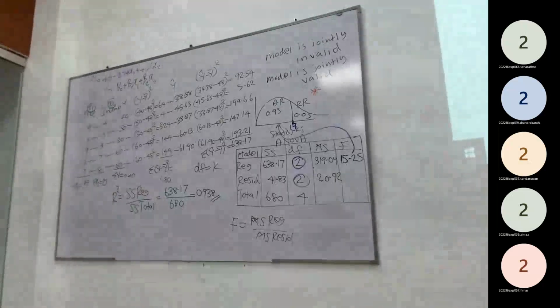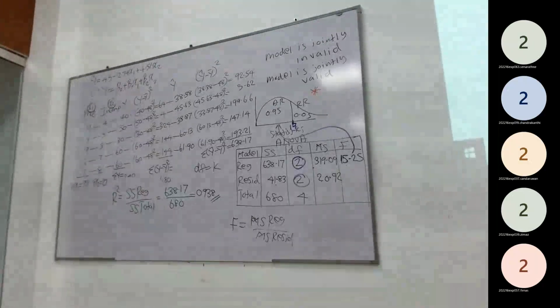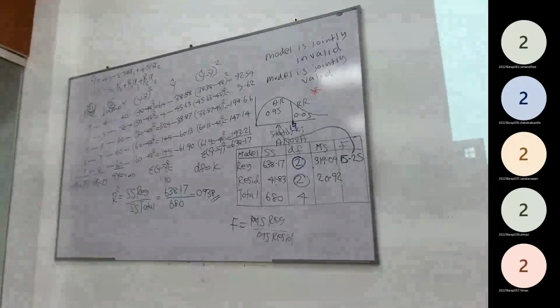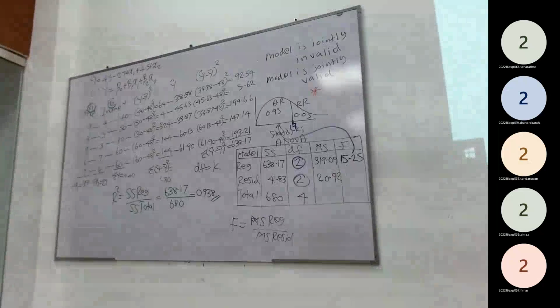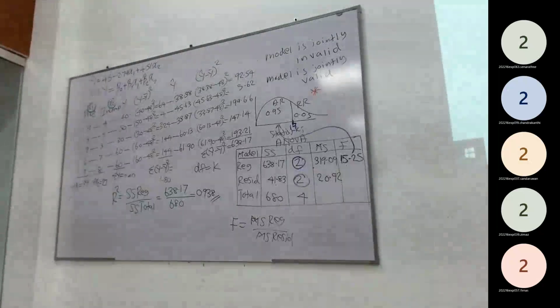What value did we take as nicely fitted? 0.6 or more. 60% or more is a nicely fitted model. Point 6 or more. Right.